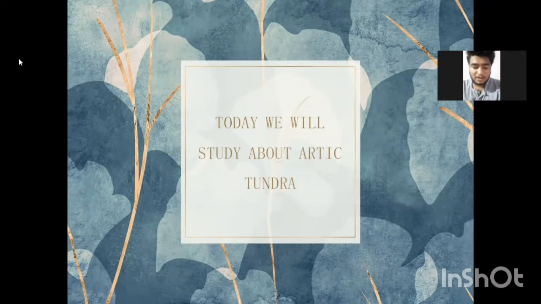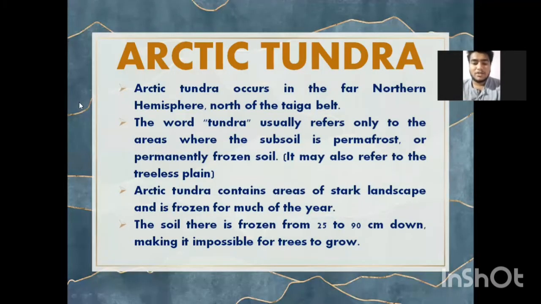Arctic Tundra, and the first six slides are my part of the explanation. The word tundra is derived from the Russian term for uplands or treeless mountain tracts. Arctic tundra occurs in the far northern hemisphere, north of the taiga belt.